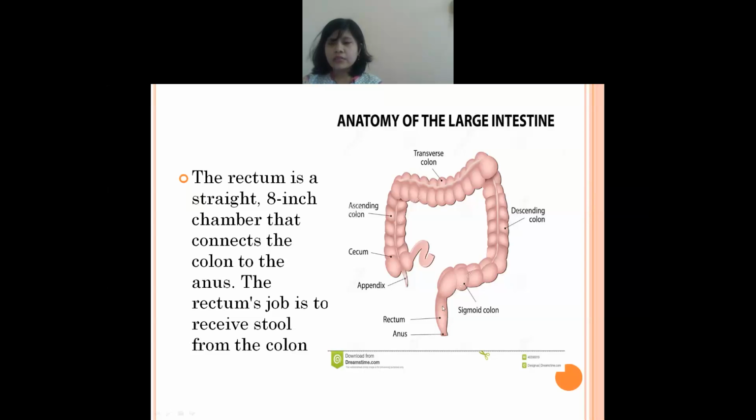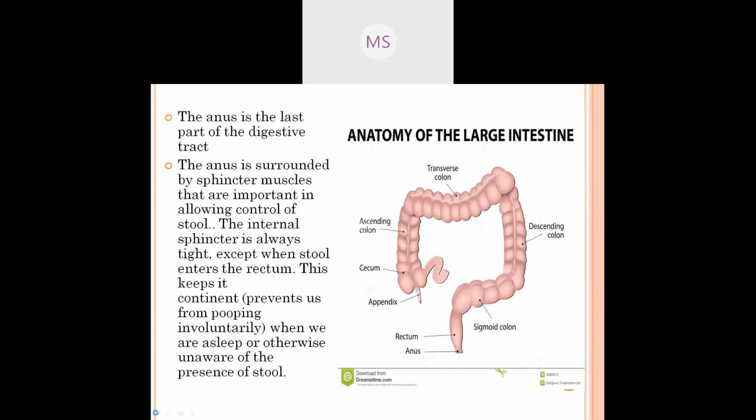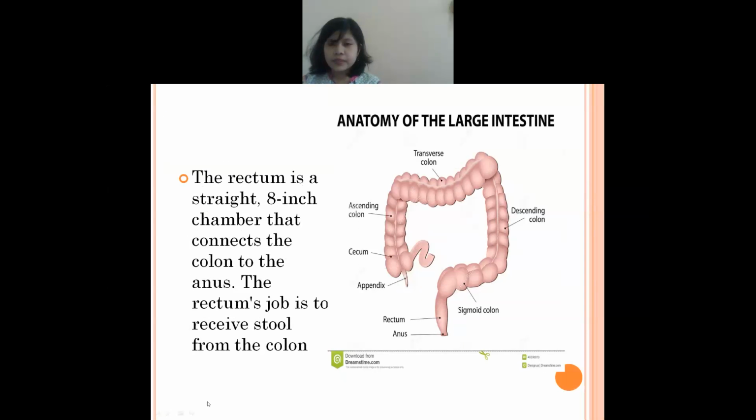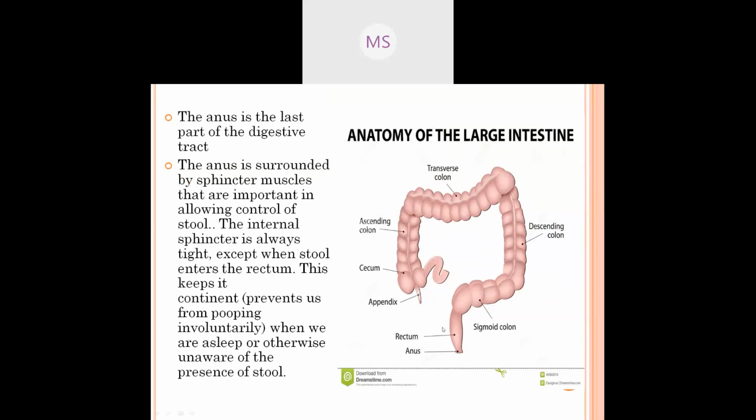Okay. Next is the rectum. From the sigmoid colon, now it will come towards this rectum. So this rectum, what will you find? It is straight, and it is 8 inches. The length of this rectum is 8 inches, which connects from the colon till your anus. It lies in between those two parts. And the main function of the rectum is what? It will receive stool from the colon and it goes to the anus. Are you clear about the rectum?